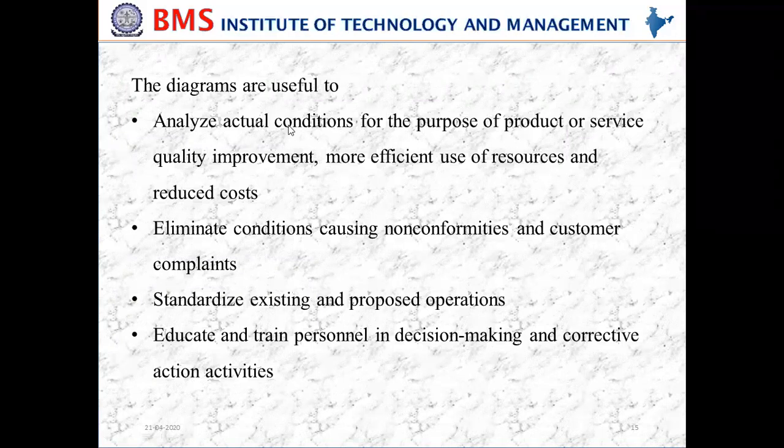So here, these diagrams can be analyzed for the actual conditions for the purpose of product or service quality improvement, more efficient use of resources and reduced costs, as well as eliminating the conditions causing the non-conformities and customer complaints, standardizing the existing and proposed operations, and educating and training the personnel in decision making and corrective action activities. Because it's a kind of procedure where we find the cause and effect relationship, you can easily train the personnel in decision making as well as corrective action activities.